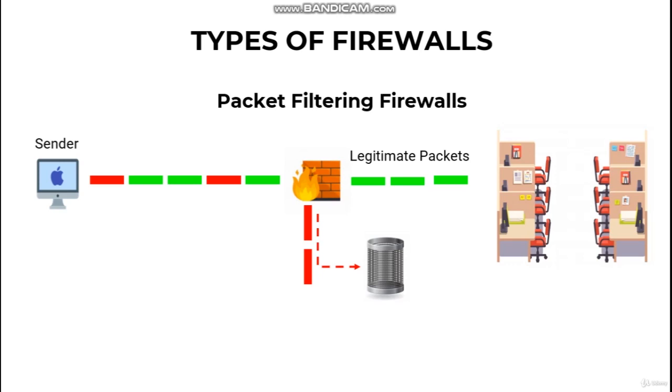In this video, I'm going to cover 4 types of firewalls. The first one is the packet filtering firewall. The packet filtering firewall is the most basic firewall. In the packet filtering firewall, each incoming packet is examined and only those packets that match the criteria you set are allowed to pass through.